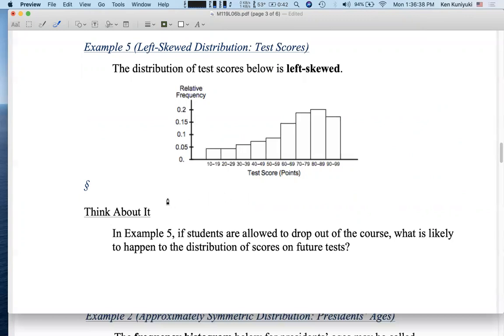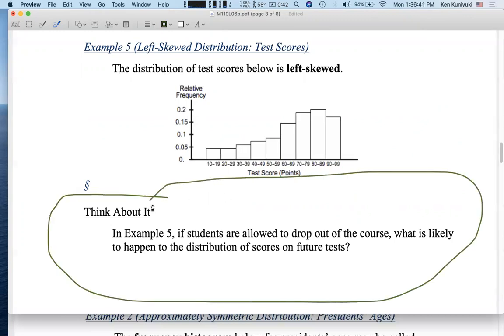But I have a question for you. Think about this. If students are allowed to drop out of the class, the course, what is likely to happen to this shape, this distribution of scores on future tests? So if this is the shape of the histogram or distribution for quiz number 1, and if students are allowed to drop the class, how do you think the shapes will differ for quiz number 2, quiz number 3, quiz number 4, and so forth? How do you think these shapes will change as students drop the class?